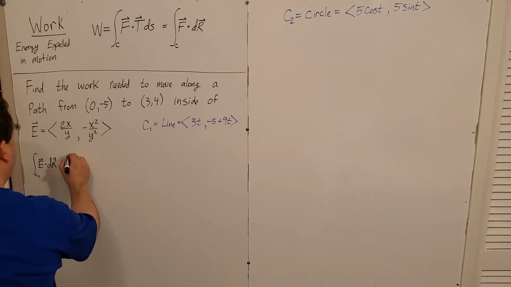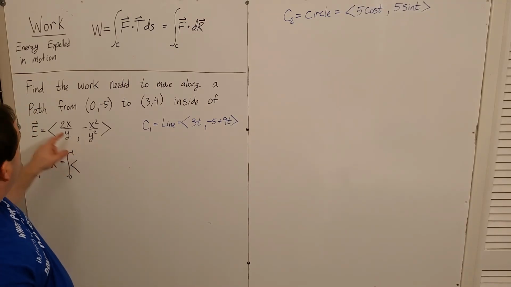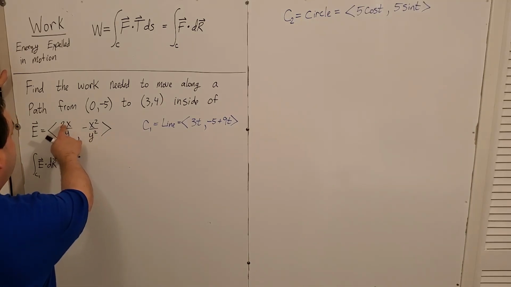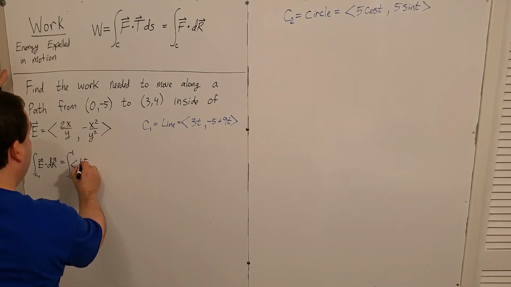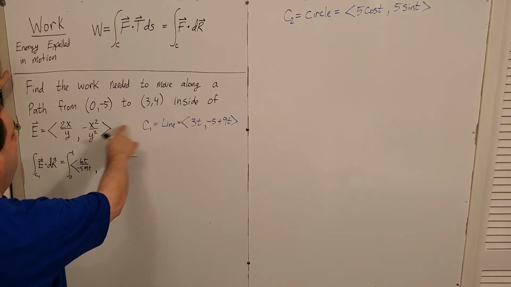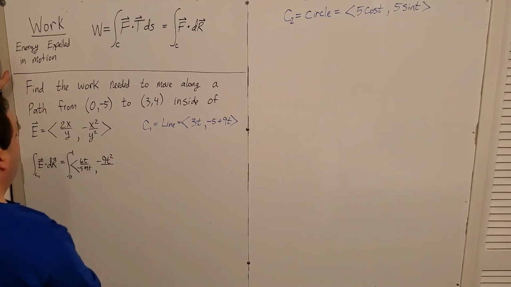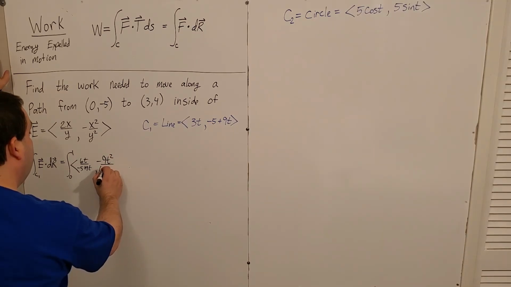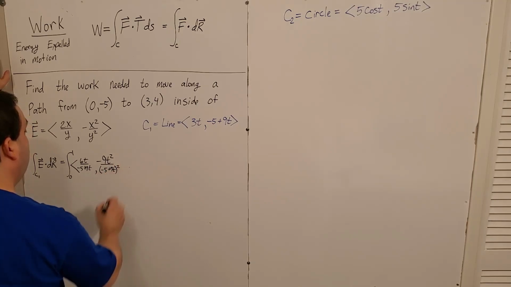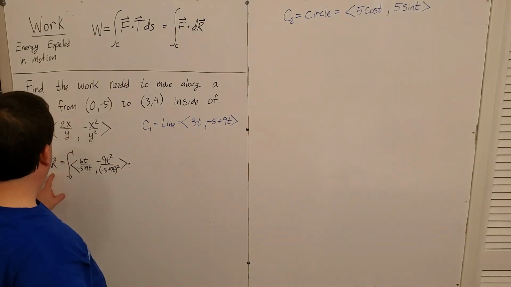Okay, so then that's going to be the integral from 0 to 1. My E field in terms of t, right, that's going to be 6t over y, which is -5 plus 9t, comma, x squared, so -9t squared over y squared, which is going to be the -5 plus 9t all quantity squared. Okay? And I'm going to dot that with dr.